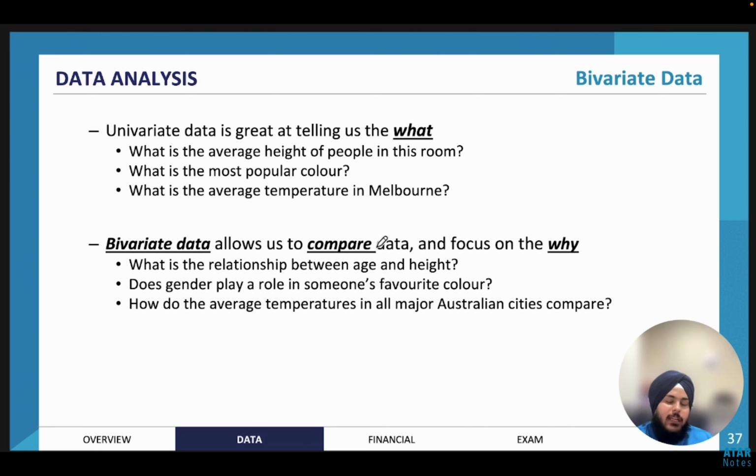So bivariate data is the comparison of data and looking at the associations of data between 2 different variables. And from there, we can establish correlation or causation. So really good in terms of comparing and establishing a sense of causality. So what is the relationship between age and height? Does gender play a role in someone's favorite color? How do the average temperatures in all major Australian cities compare? So bivariate data is a really good way of determining the relationship between two particular variables.